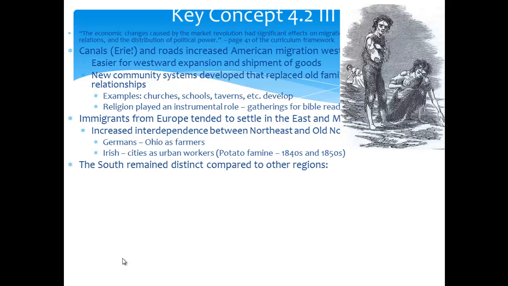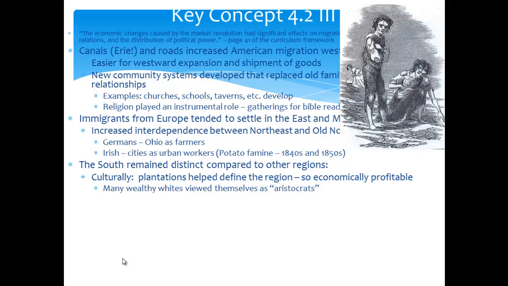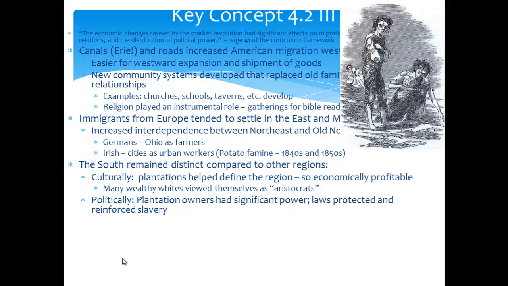The South remained distinct and separate compared to other regions at this time. Culturally, the plantations helped define the region. They were so economically profitable. Many wealthy elites viewed themselves as aristocrats, and they really had a lot of power. Politically, plantation owners again had significant power, and laws were created that protected and reinforced slavery. You have things like slave codes, which regulate the behavior of slaves.